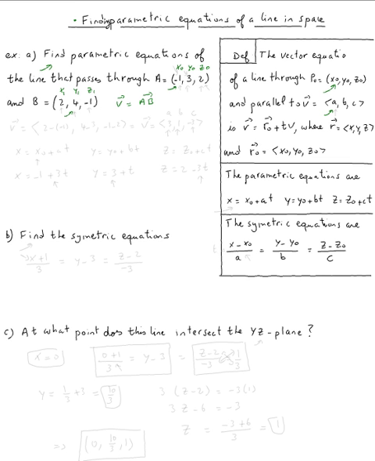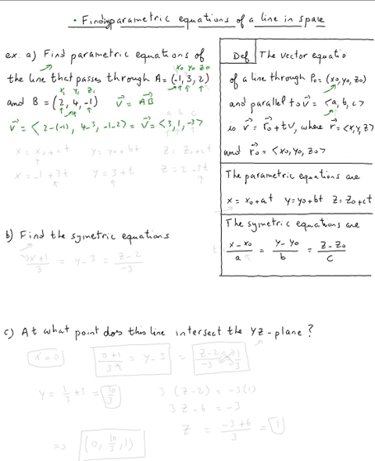Let me do it here. AB will be x1 minus x0, which is 2 minus -1, and then y1 minus y0, which is 4 minus 3, and then z1 minus z0, which is -1 minus 2. So we have a vector v, even though it's not given, we found one that's parallel to the line. 2 minus -1 is 3, 4 minus 3 is 1, -1 minus 2 is -3.